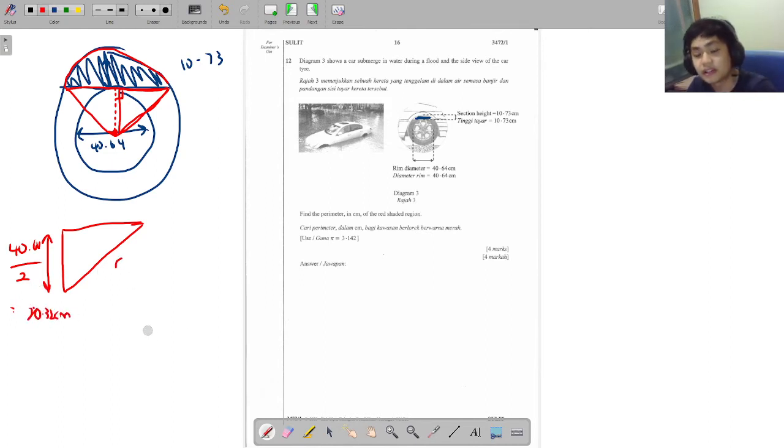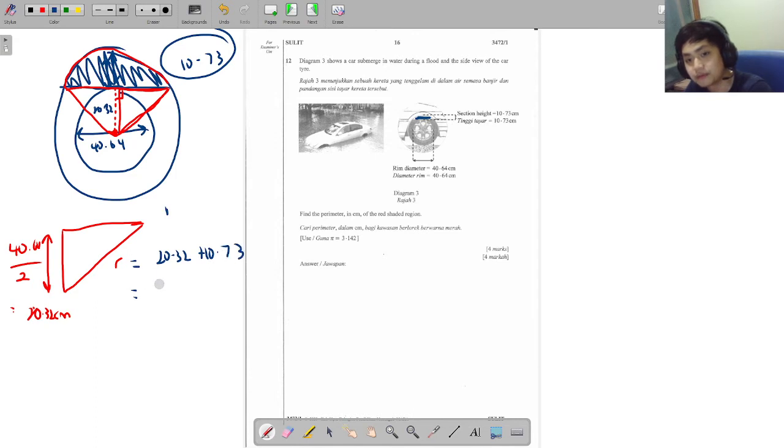And this is the radius of the whole thing. So finding the radius of the whole thing, we know that this is 20.32 already. We've calculated it. So we can just add it up with the section height. So the radius is basically 20.32 added with 10.73. So that is 31.05 cm. So from here, we have values to work with in this triangle already. So I'm just going to call this theta.